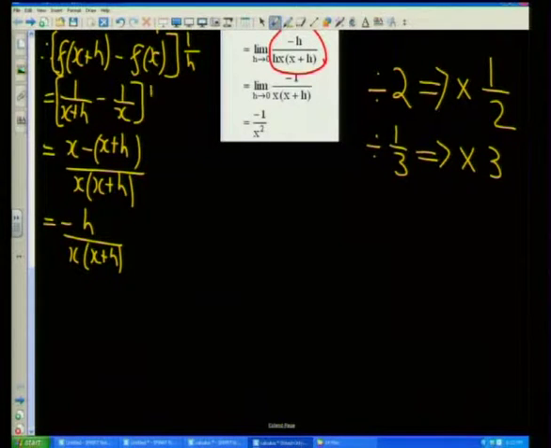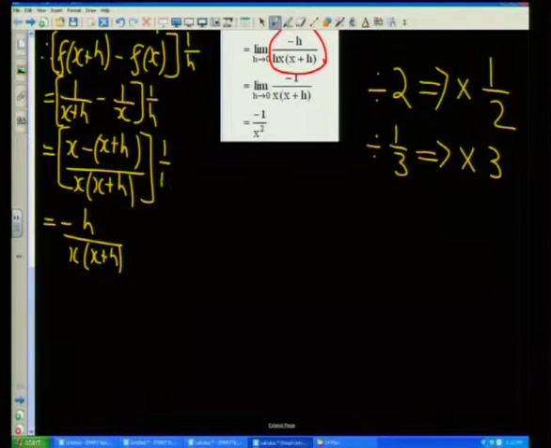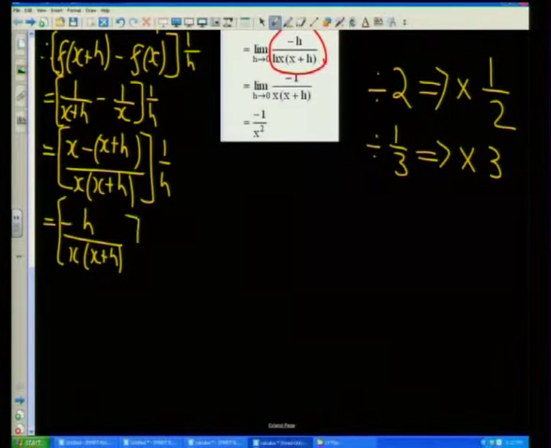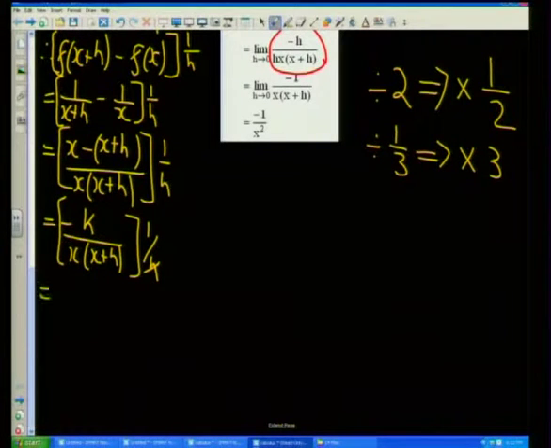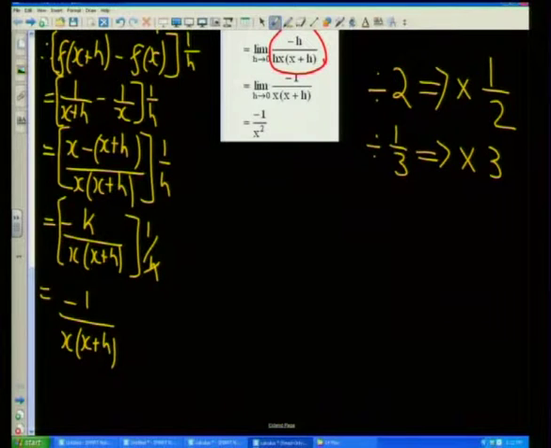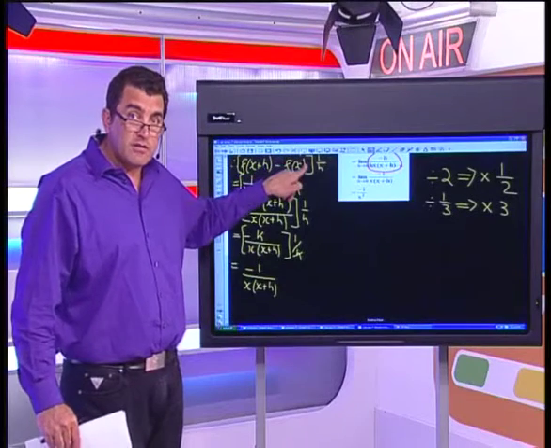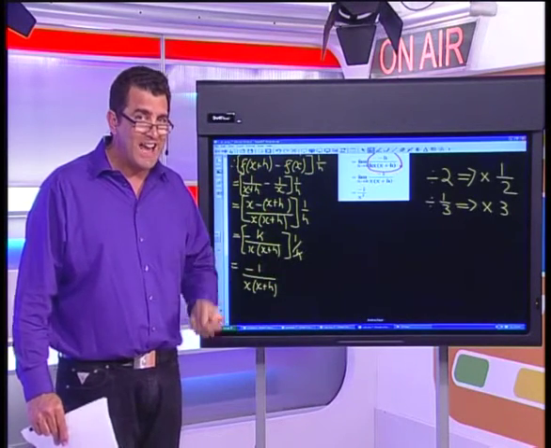Look at how lazy I am now. All I do is put brackets around what I've done so far. I've got 1 over h. The h's say goodbye, and I've got minus 1 over x multiplied by x plus h. So that is my gradient, my average gradient between the points x plus h and x.